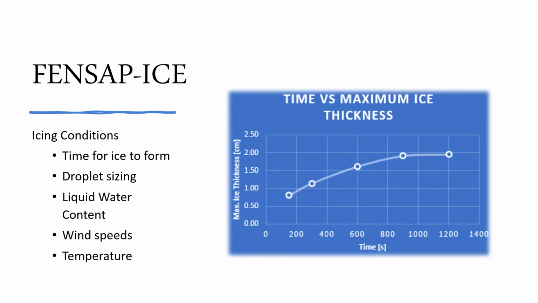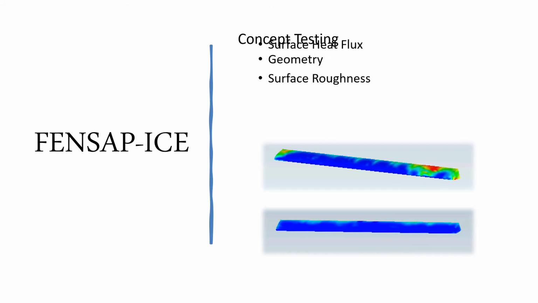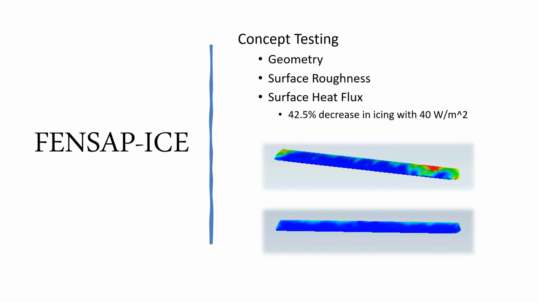The figure on the right shows maximum ice thickness for different time durations. This gives us a good estimate of where we should conclude our physical test. For concept testing in FENSAP-ICE, we can test different geometries, surface roughnesses, and different levels of heat flux at the surface. In our simulations, when applying a 40 watt per meter squared heat flux, we've seen a decrease of maximum ice thickness by 42.5%.